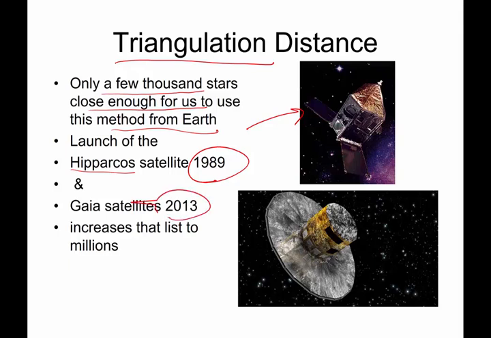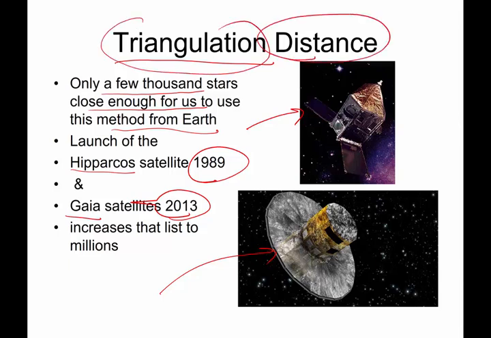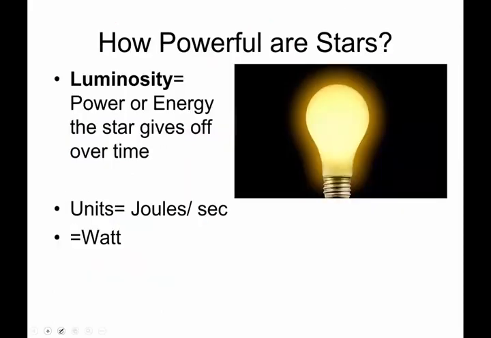In 2013, the Gaia Satellite was launched, much more sensitive, and the purpose of the Gaia Satellite was to do triangulation, to measure distances to different stars, and using the instrumentation on Gaia, we have been able to determine the distances to literally millions of stars. So increased technology has definitely increased this process. All right, that will do for this section. We're going to come back and talk about how bright stars are.